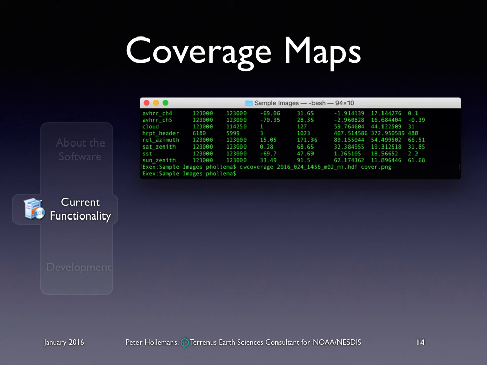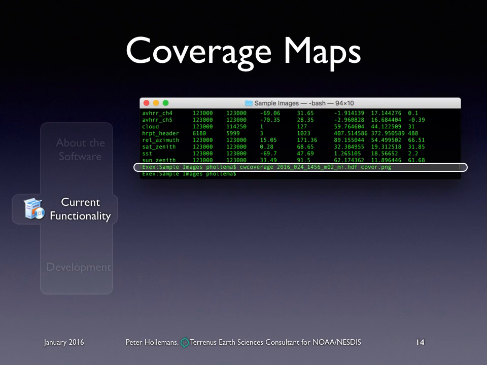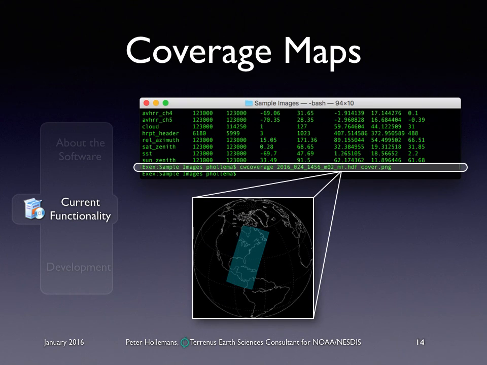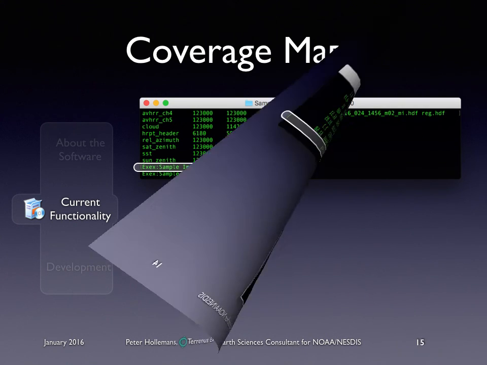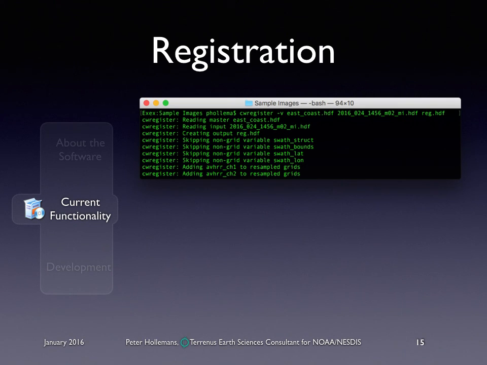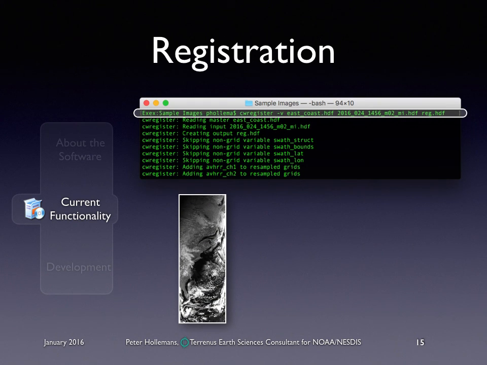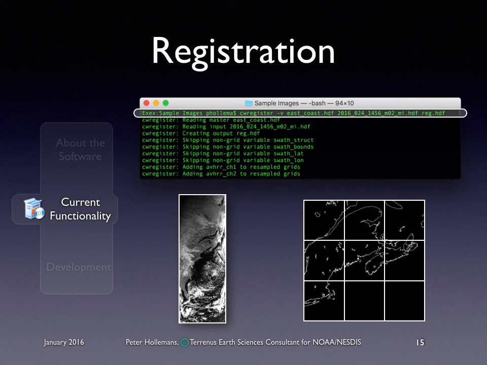We have the coverage program, which creates an image of where a satellite dataset falls on the Earth. So for example, in this case, I'm showing where an AVHRR pass falls on the Earth. We have a registration routine, CW register, which coupled with a master file, which is a description of the destination grid that we want to map source data to. So for example, here's the source data and here's a destination grid.